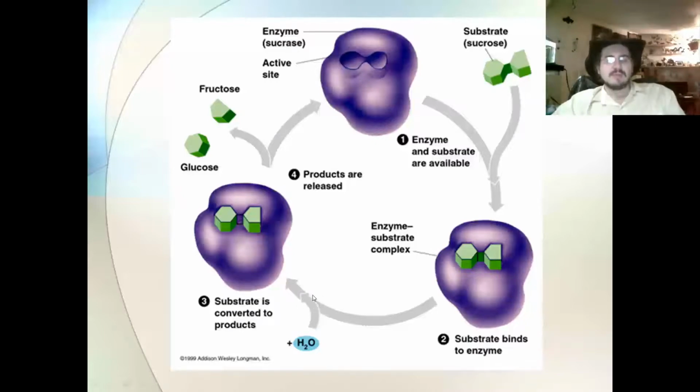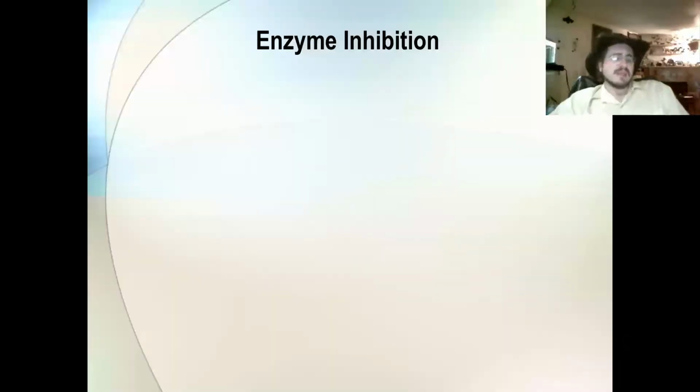Hydrolysis reactions require water. So that's why we have water entering the system here. Once you break that bond, this is no longer sucrose. This enzyme binds to sucrose, so it releases glucose and fructose, and we get right back to step one, where my active site is available, and there's some sucrase around, or sucrose. So, bam, that easy.